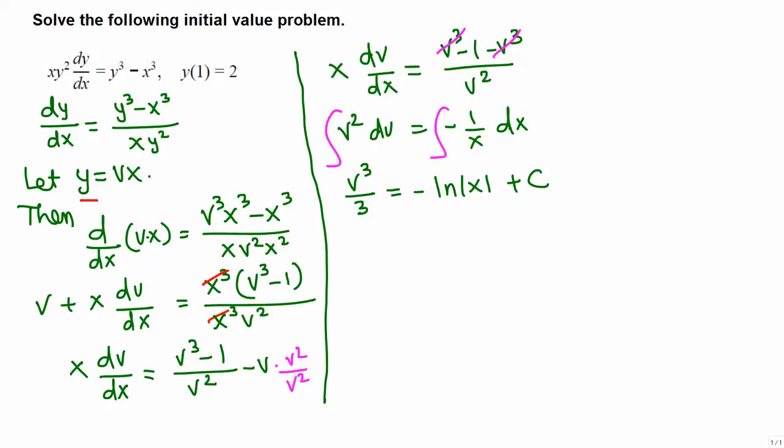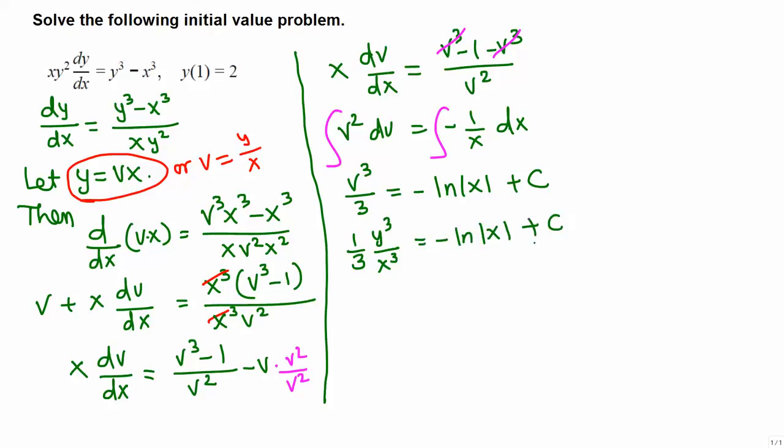And we back substitute v. Here is the substitution we made. We let y be vx, that means v equals y over x. So v equals y over x, so 1/3 times y over x cubed, so y cubed over x cubed equals negative natural log of absolute x plus c.